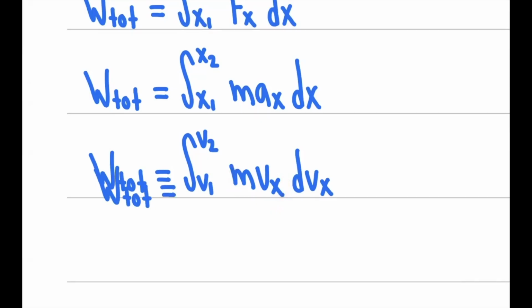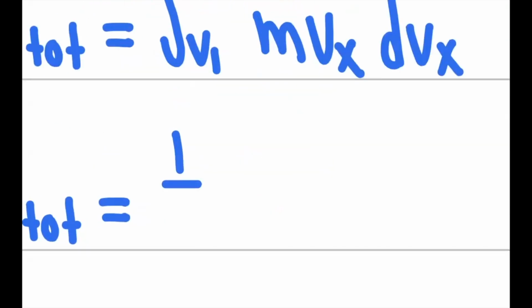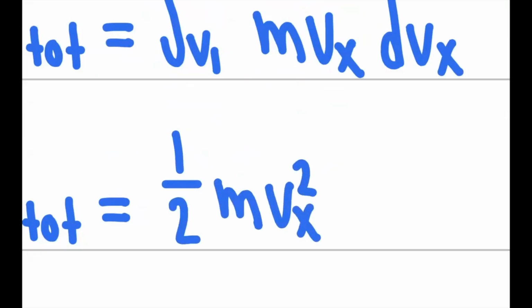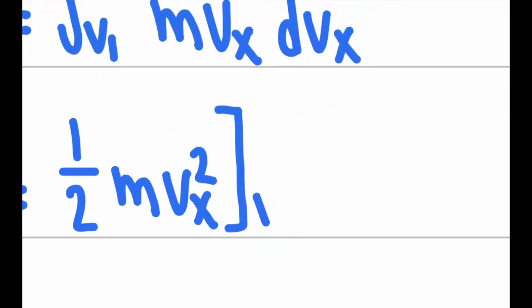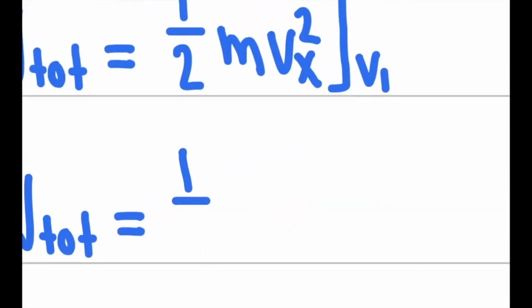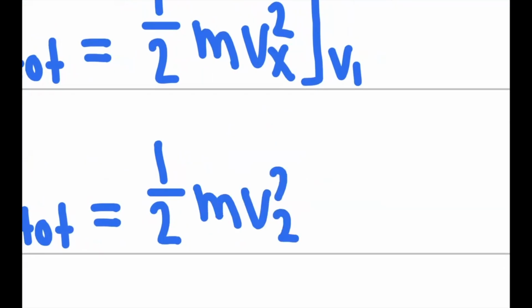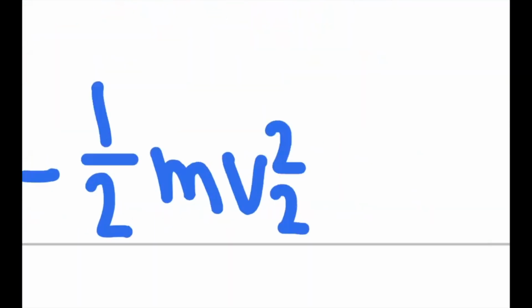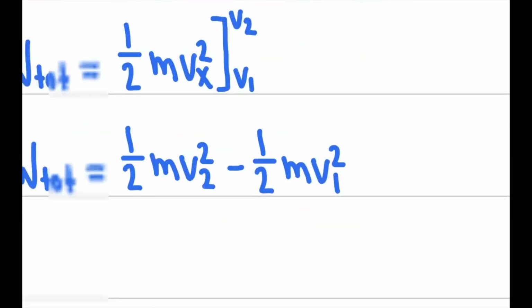m is a constant, so just leave that outside. You raise by one power and you divide by that power. Yeah, so the integral is just going to be 1/2 m v_x squared. And I'm going to plug in v1 and v2. So when you do that, you get that the total work done on a particle by some net force is 1/2 m v2 squared minus 1/2 m v1 squared.